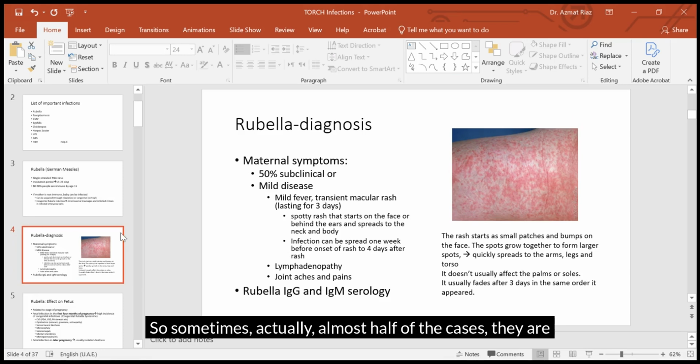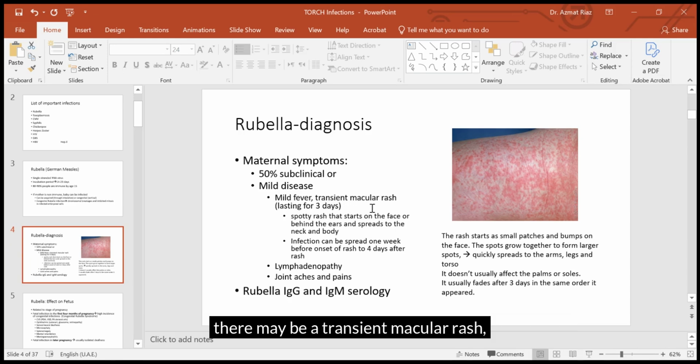What's the diagnosis? Sometimes, actually almost half of the cases are subclinical, which means women may not even notice it. Or mostly, like in viral infections, it can be just a mild disease, especially generalized body aches and pains, mild fever, and then there can be lymphadenopathy. Lymph nodes may be enlarged if a doctor examines, and there may be a transient macular rash, which usually lasts for 3 days.